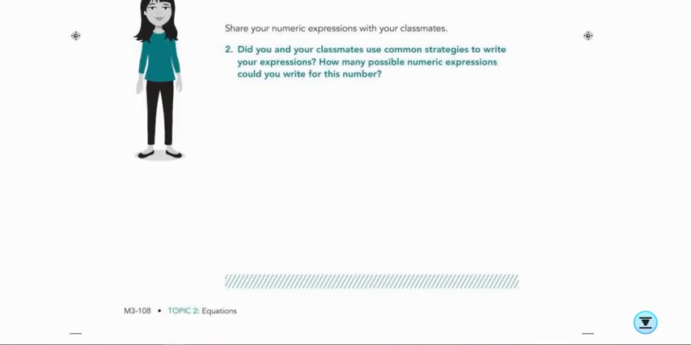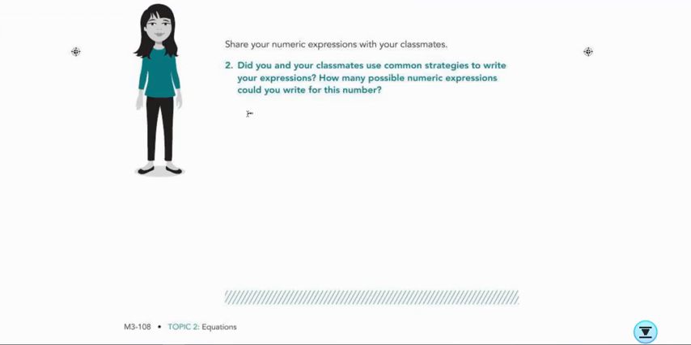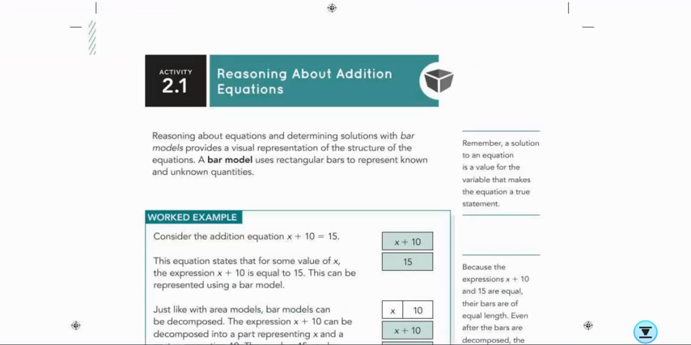On question 2, it says, did you and your classmates use common strategies to write your expression? How many possible numeric expressions could you write? And so really, if we were looking at this, we could write as many as we wanted. So there are infinite expressions. We could go on and on and on forever doing this, which is why we are now going to stop.